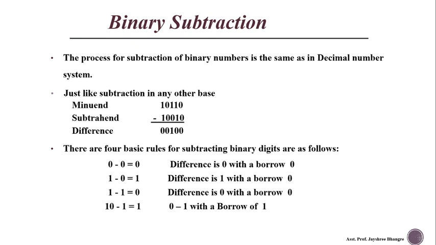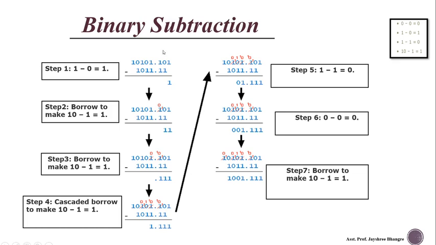So let's see the example. Here we have to perform the subtraction 10101.101 minus 1011.11. Let's start from the LSB. Here no bit is present, so we perform the subtraction 1 minus 0, so we get 1. In the next column, we want to perform the subtraction 0 minus 1. As 0 is present, we have to borrow from the next column, so we have borrowed 1 and we get over here 1 0, that is 2. 2 minus 1 is 1.